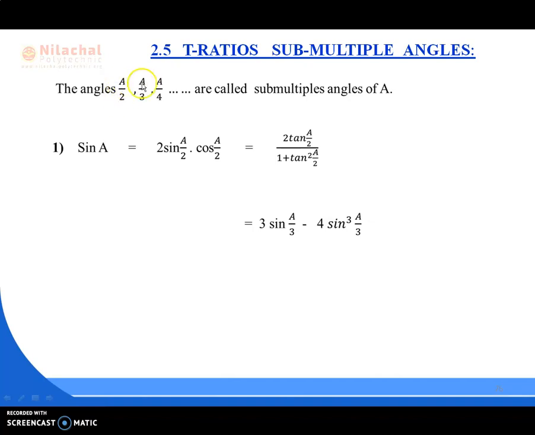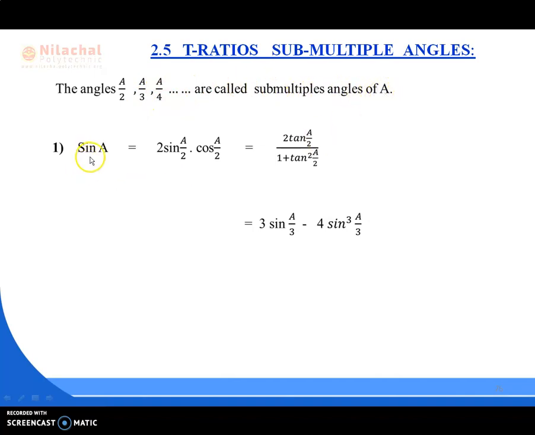Theta by 2, theta by 3 or A by 2, A by 3, A by 4 are called sub-multiple angles of A. Multiple angles means 2A, 3A, 4A, 5A. So now a fraction is there. A by 2, A by 3, A by 4 is called a sub-multiple of angle A.